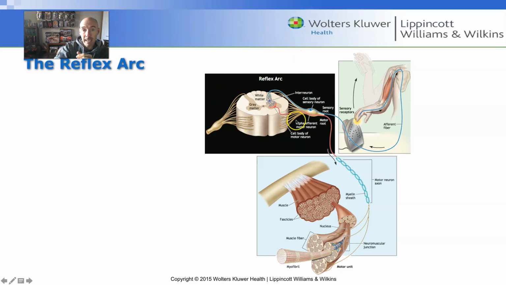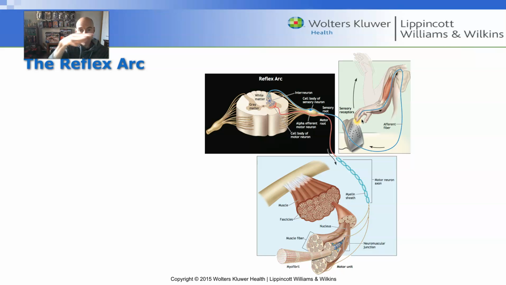Reflex arcs are mediated in the spinal cord. They don't reach the level of the brain, okay? And a good example of this is if you touch something hot, right? You automatically pull away. You don't have to think, oh, this is hot, I need to pull my hand away. It automatically occurs, okay? And this is related to pain receptors.